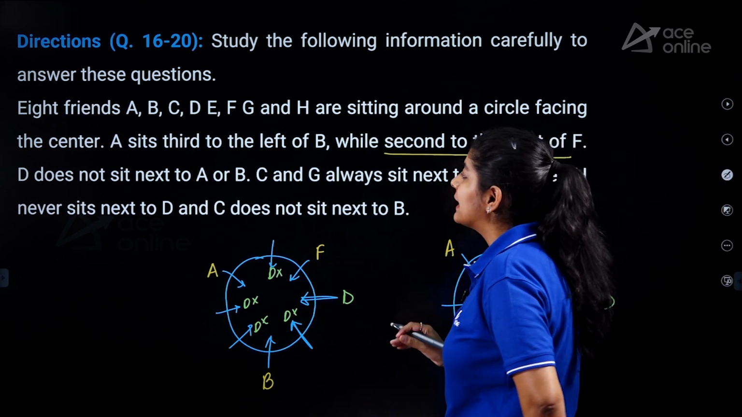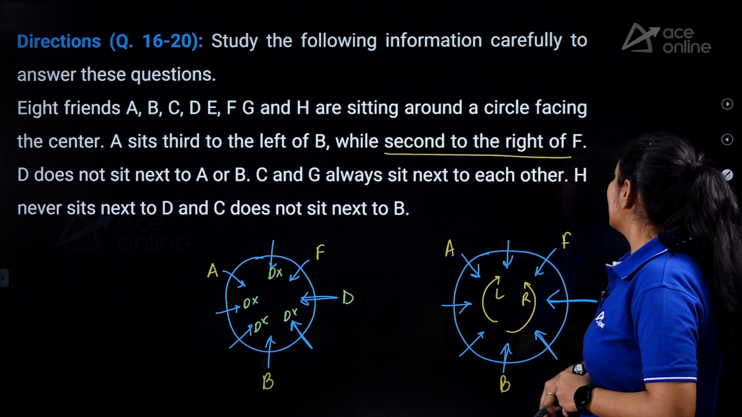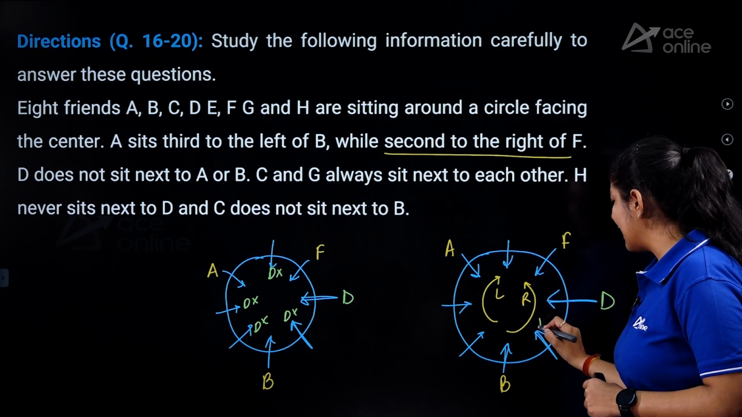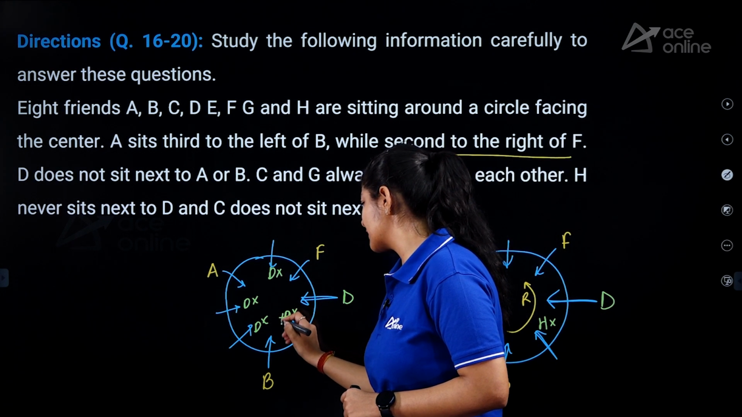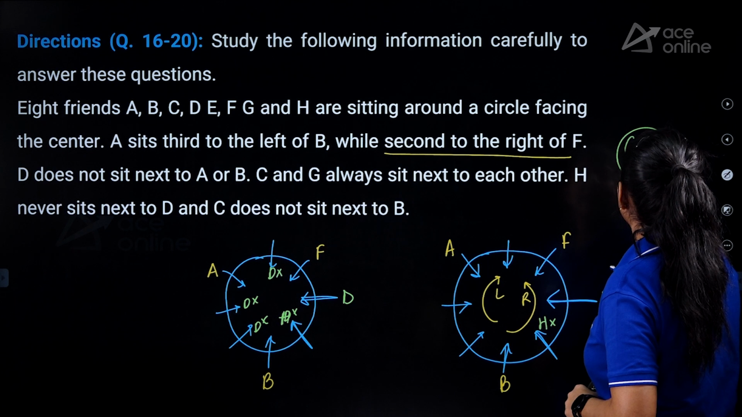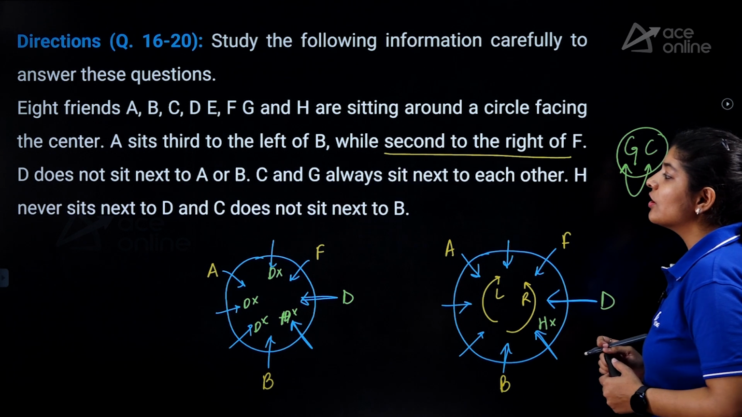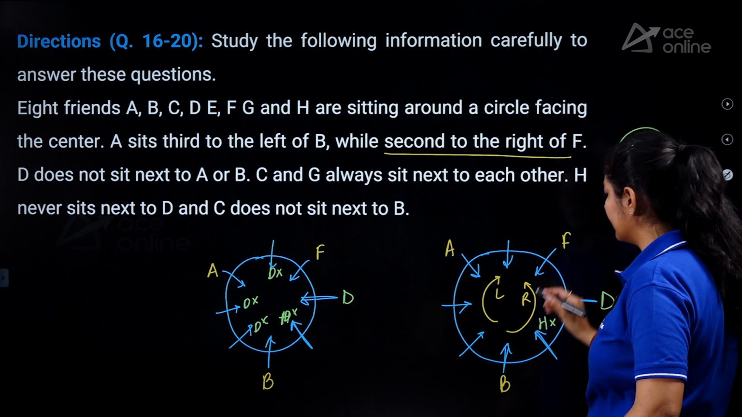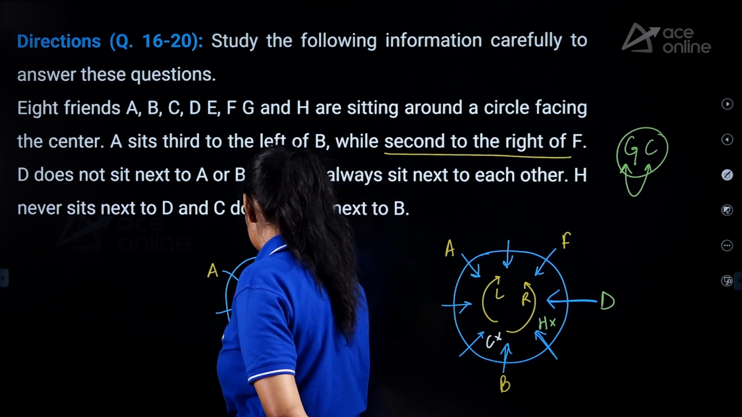Next. C and G always sit next to each other. That means they are neighbors of each other. H never sits next to D. So here we can say that H is not going to sit over here, and H is not going to sit over here. And we know that G and C are next to each other. C does not sit next to B. So here we can also say one thing: we are not going to seat C here.